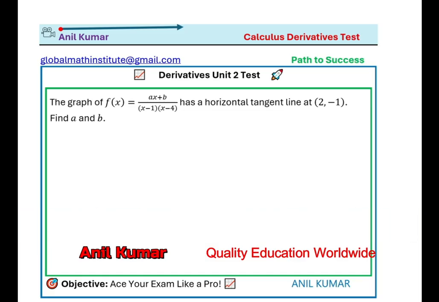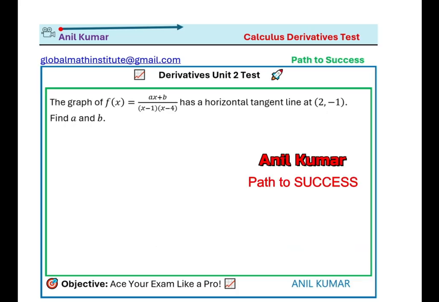In this playlist, we are sharing with you excellent questions based on derivatives, Unit 2, where you are going to learn applications. Here is a brilliant question. The graph of f of x equals (ax plus b) over (x minus 1)(x minus 4) has a horizontal tangent line at (2, minus 1). Find a and b.